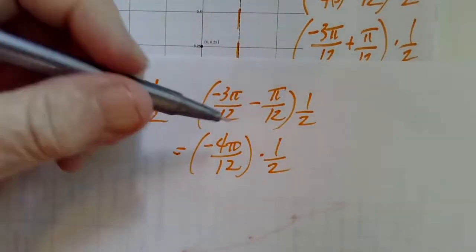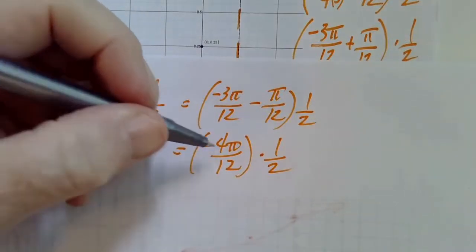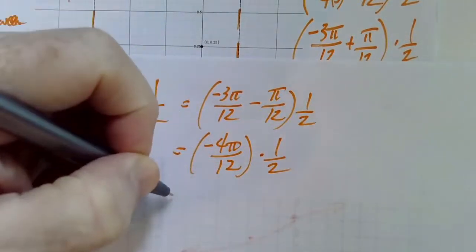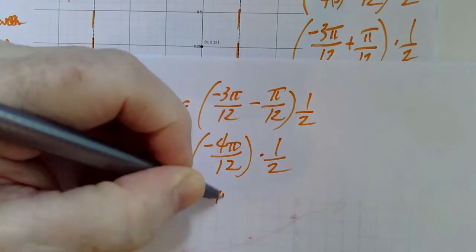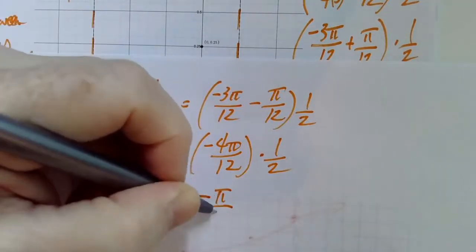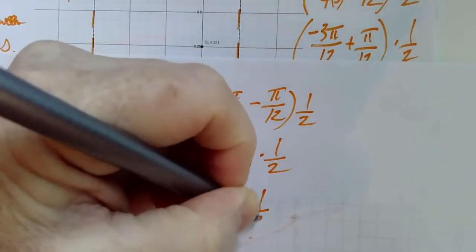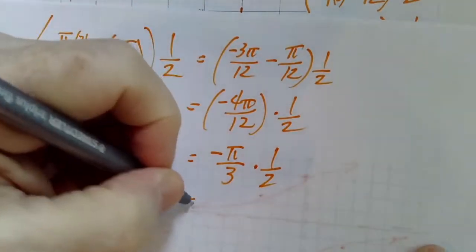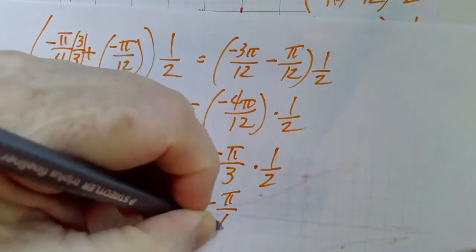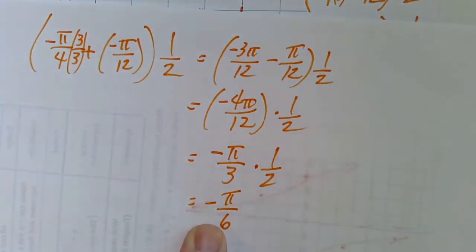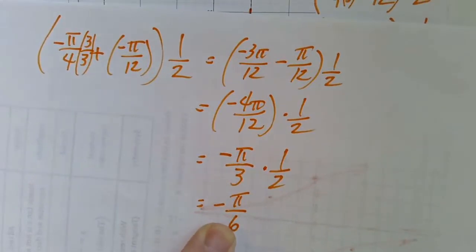And let's go ahead and reduce this inside first. 4 goes into 4 once. 4 goes into 12 3 times. We're still multiplying by 1/2, and we get negative pi over 6. At negative pi over 6, this tangent curve will reach negative A.